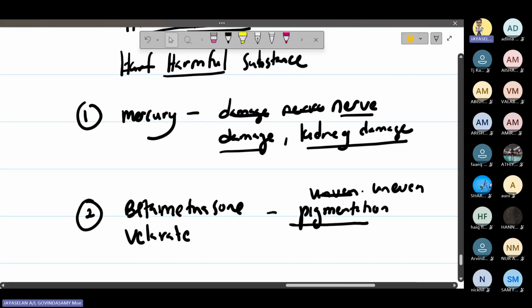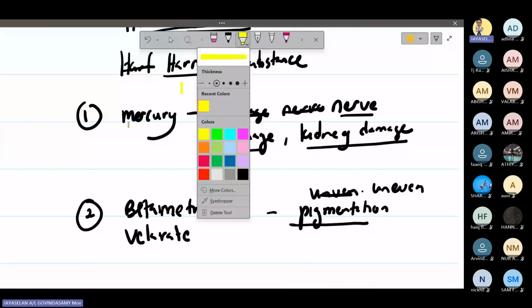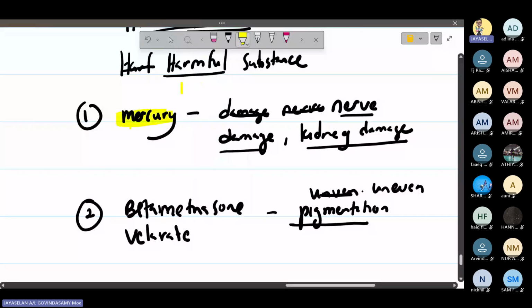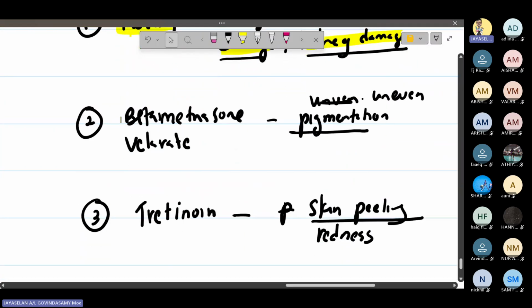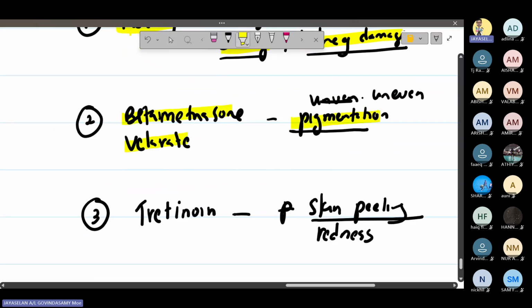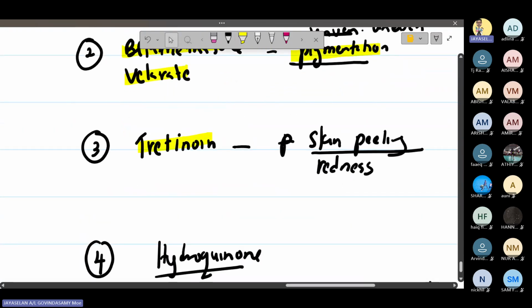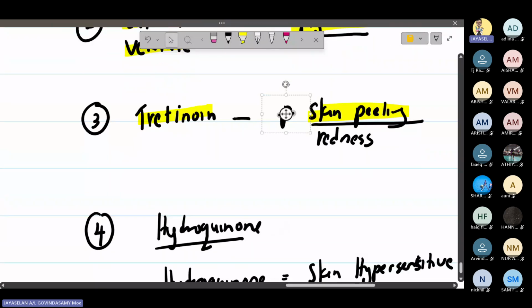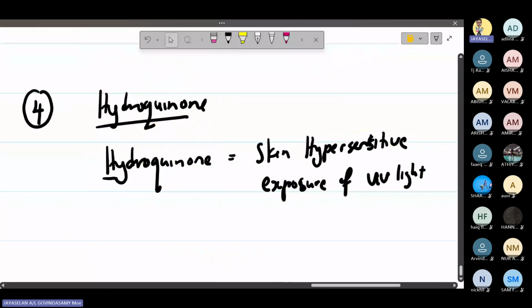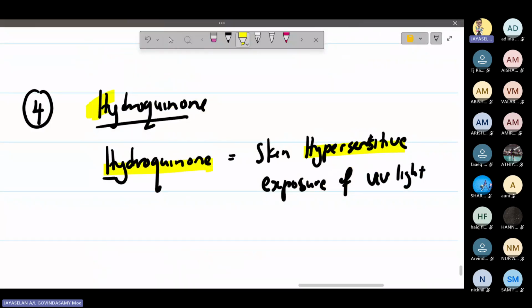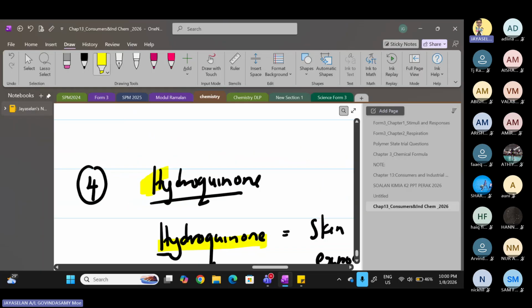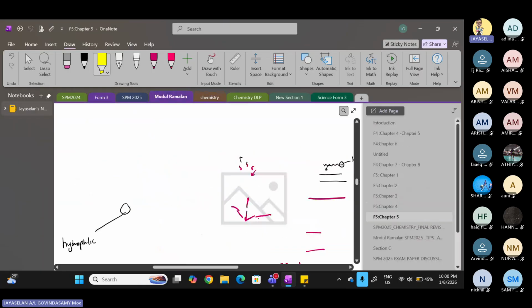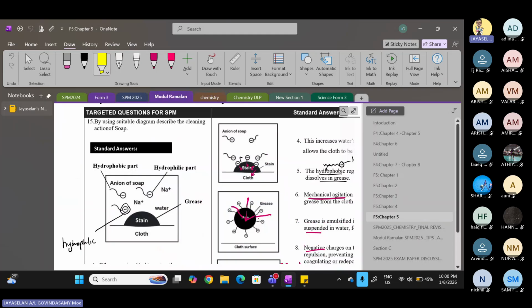Number 1, sir, I cannot memorize everything. Which one do I have to memorize? Mercury, must memorize: nerve damage, kidney damage. Have you memorized? Okay, betamethasone valerate, uneven pigmentation. Tretinoin, you just memorize skin peeling. Hydroquinone, you remember if there is a question with the word hypersensitive, this one hyper, just choose hydroquinone. Any question? No question? Later I will give time to copy that down.